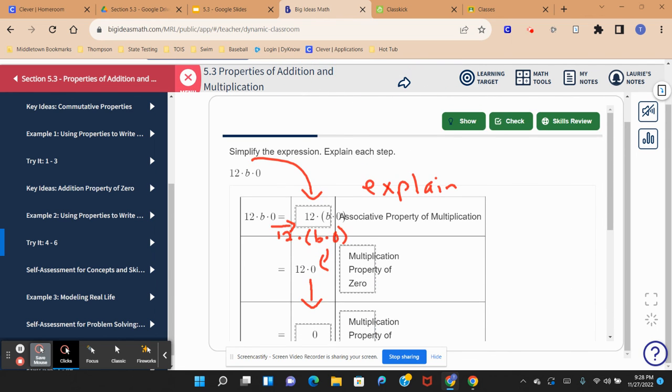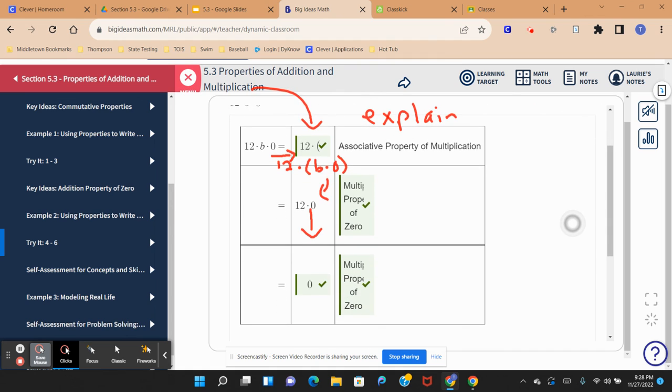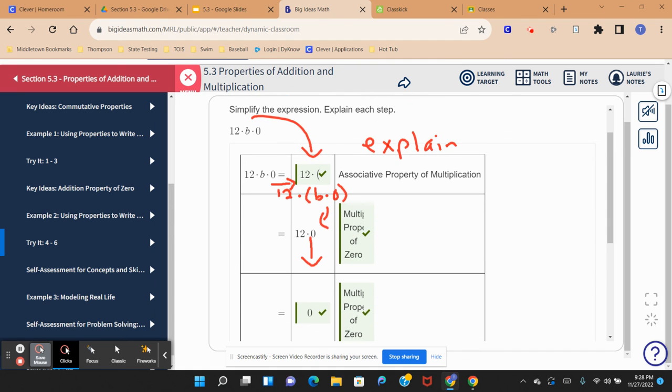And let's check it. And we are correct. So that's what you're going to do on your chart.